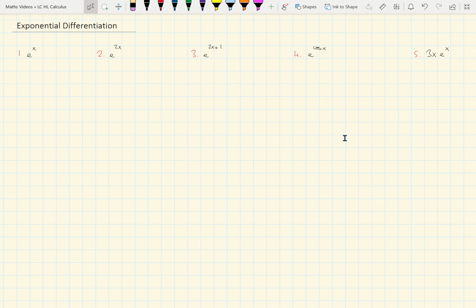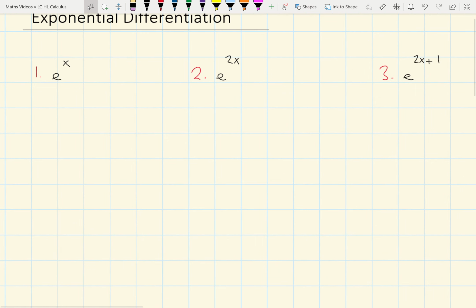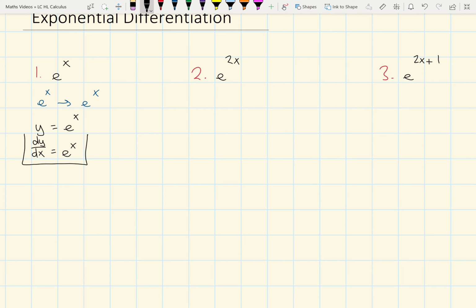Okay, so in this video here we're going to have a look at exponential differentiation. So if we look at our first question, pretty straightforward. It's e to the power of x, and our log tables tell us that if we differentiate e to the power of x, my answer just stays as is. So if we have a question that says y is equal to e to the power of x, find dy/dx, our answer will just read as is. There's no change when we differentiate that.